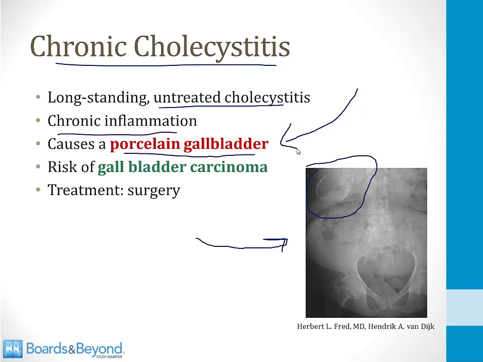The thing you need to know about this condition is that there is a very high risk of gallbladder carcinoma, and for that reason, the gallbladder is taken out both to treat the symptoms of the condition and also to remove the chance of gallbladder cancer.